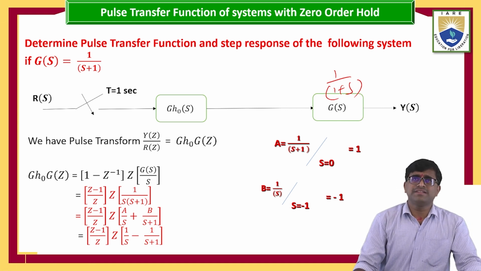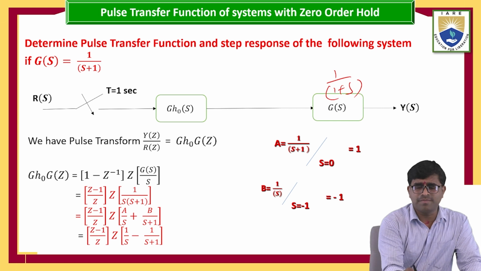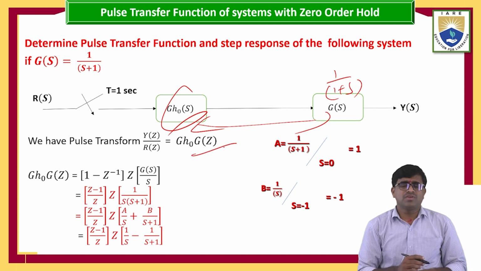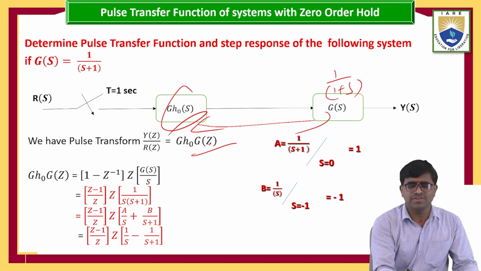Generally, what is the formula for this one? You know, this forward block into this one is the transfer function. So first we find this value, G H naught into G of Z.